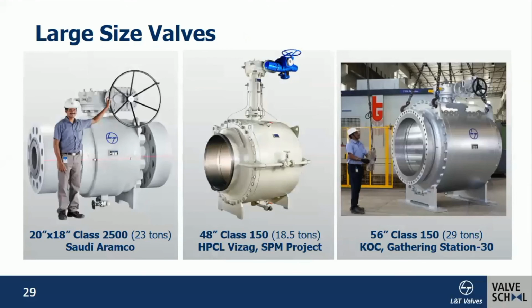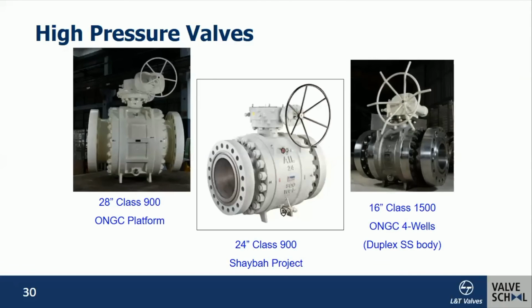Some glimpses of the large size valves which L&T Valves has manufactured, and with higher pressure rating, are the high pressure class 2500 valves. We have made a 48-inch, and very recently we have supplied a 56-inch class 150 for a gas gathering station in a Kuwait Oil Corporation project. There are high pressure valves which we have supplied both to the offshore platforms as also to other gas applications in Aramco. And these are some glimpses of that.